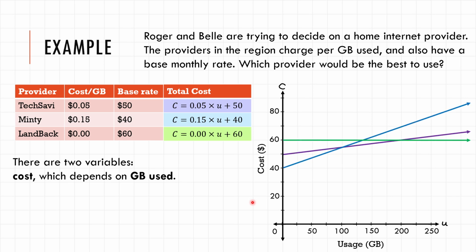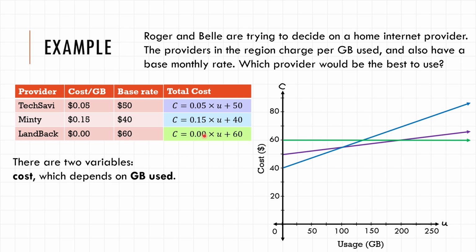I can just write the cost is going to equal 60 no matter what. This is what they look like if I were to graph them. Okay, so I've used graphing technology to graph all of these, and these are the lines, the graphs that represent these linear relations. So here we see Tech Savvy, it starts at 50, and the slope is in the middle of these two, right? So we can see that Minty has the highest slope of 0.15, which is how we can see that the line is going up the fastest. It also has the lowest base rate at 40. So that's the C-intercept.